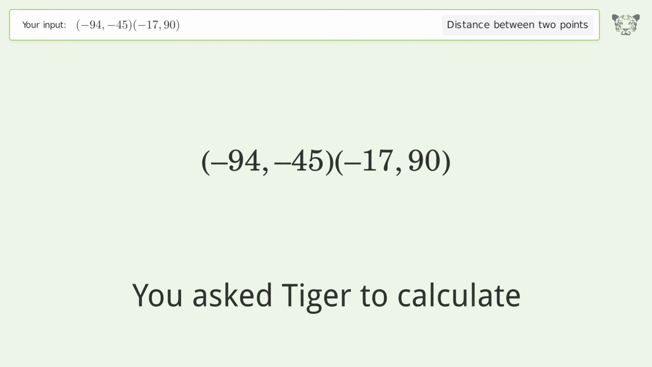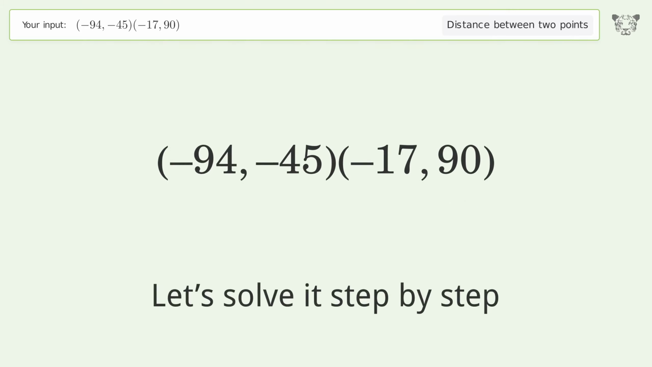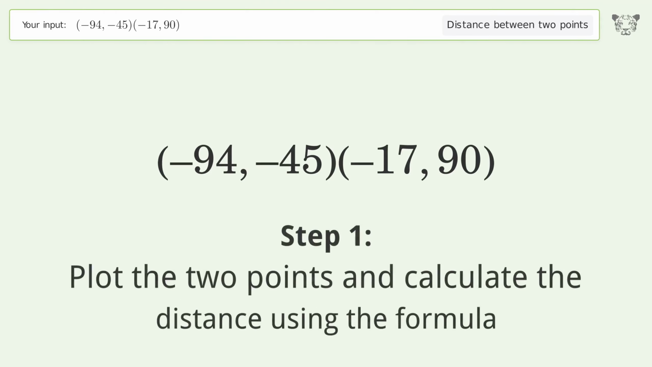You ask Tiger to calculate. This deals with the distance between 2 points. The distance between the 2 points is the square root of 24,154, or 155.416. Let's solve it step by step. Plot the 2 points and calculate the distance using the formula.